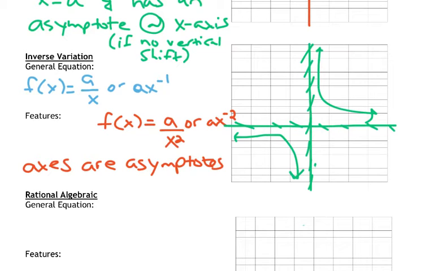So you can see kind of a picture here of what that would look like. And it could be written as a number over x. The x is always in the denominator. Or if you remember, negative exponent really could mean that there's an x in the denominator. So for example, 5 over x or 3 over x squared could be inverse variation functions, specific examples of one.